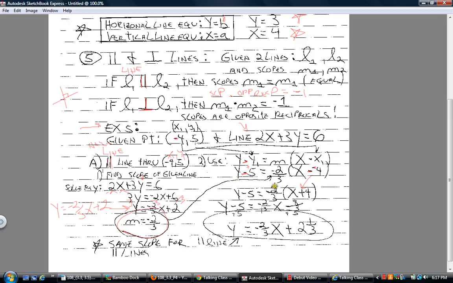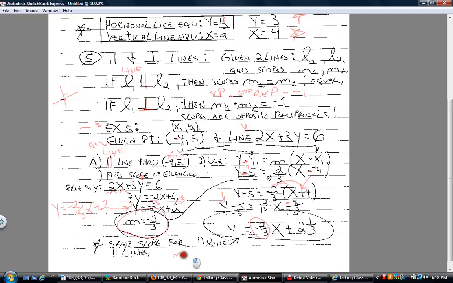Next step is to go ahead and use the distributive property. So I got y minus 5 equals negative 2/3 x. Now negative 2/3 times 4 is negative 8/3. Okay, now got to isolate the y. So add 5 to both sides. There you go. Y equals negative 2/3 x. Now, does that make sense? Wasn't that supposed to be the parallel line? It's supposed to be the slope that we found from the first line. So that's good. We didn't lose it. And you take negative 8/3 plus 5, you'll come up with 2 1/3.